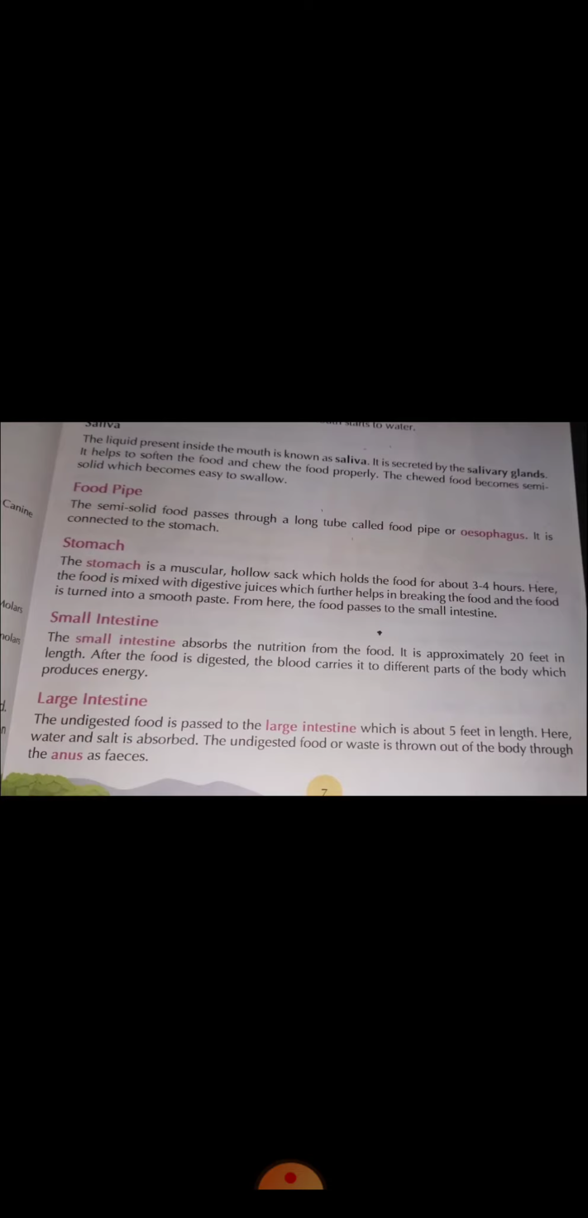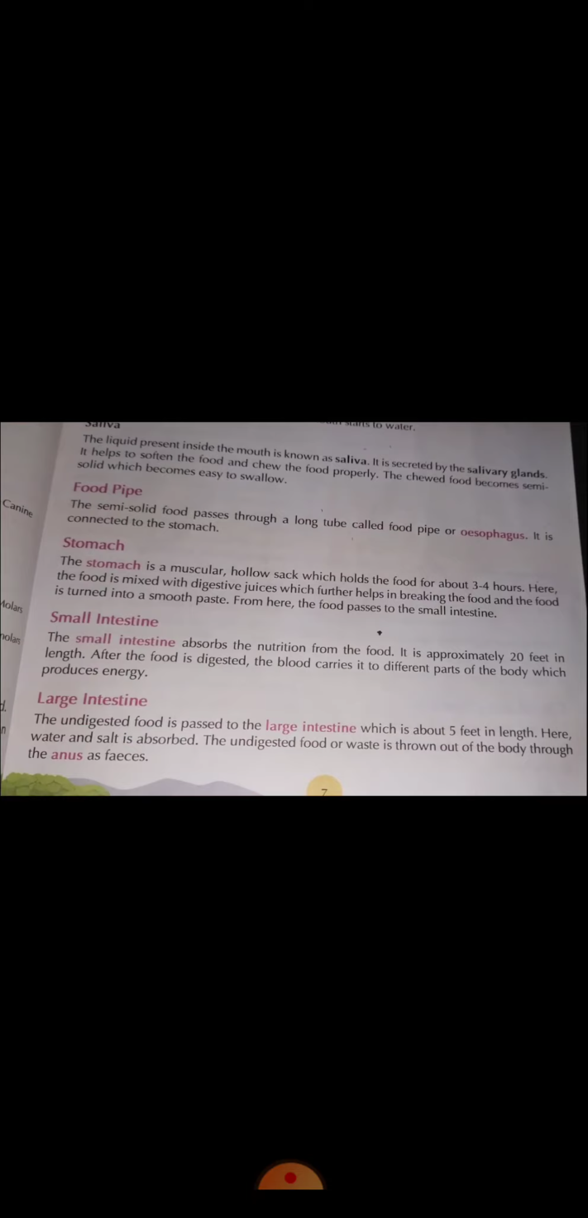Then the stomach. The stomach is a muscular hollow sac which holds the food for about 3 to 4 hours. Here the food is mixed with digestive juices, which further helps in breaking the food, and the food is turned into a smooth paste. From here the food passes to the small intestine. So whatever food we intake is mainly kept in the stomach for 3 to 4 hours, where it gets mixed with the digestive juices and gets broken down, and then it turns into a smooth paste. After turning into the smooth paste, it reaches the small intestine.